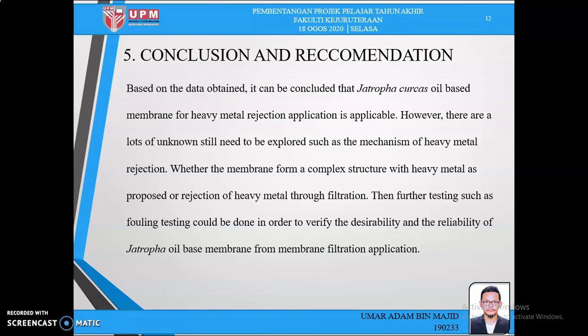Based on this data, we concluded that Jatropha is applicable for heavy metal rejection application. However, there are lots of unknowns that still need to be explored, such as the mechanism of heavy metal rejection, whether the membrane forms a complex structure with the heavy metal, or the rejection is mainly through filtration. Further testing, such as fouling testing, could be done in order to verify the desirability and the reliability of the Jatropha membrane for heavy metal rejection application.